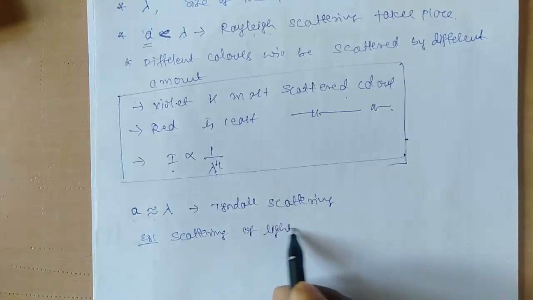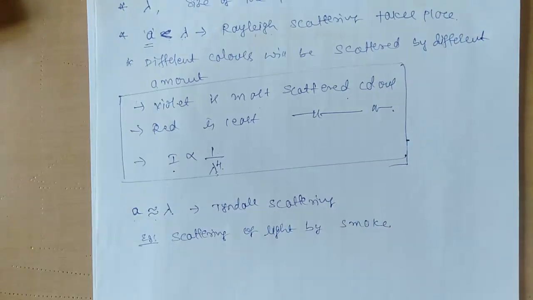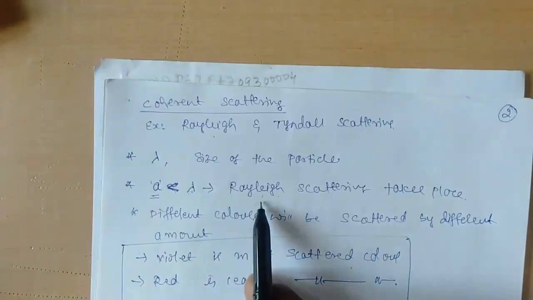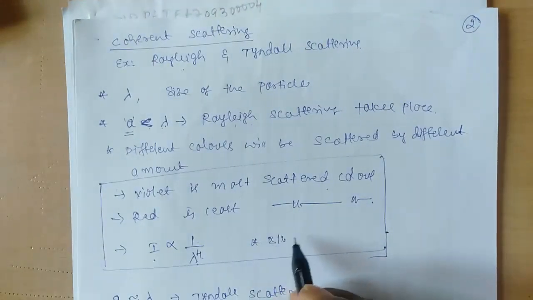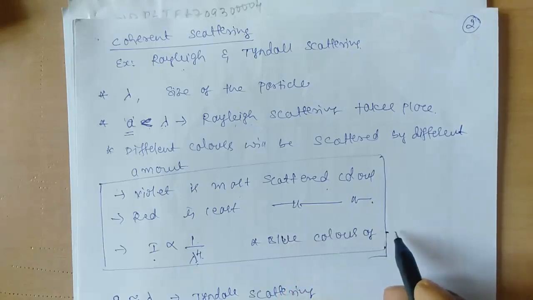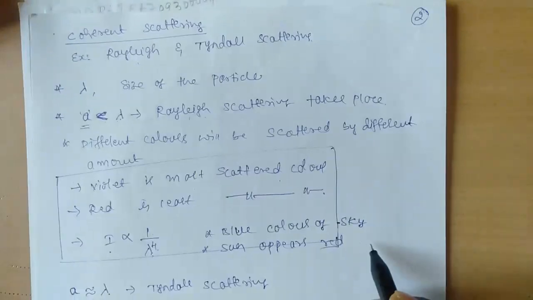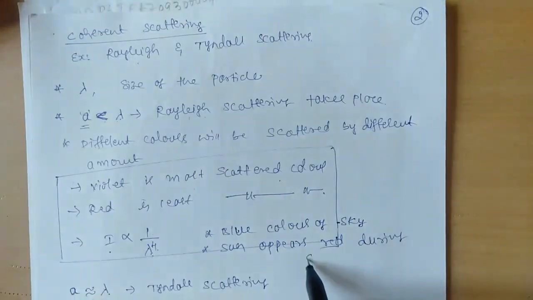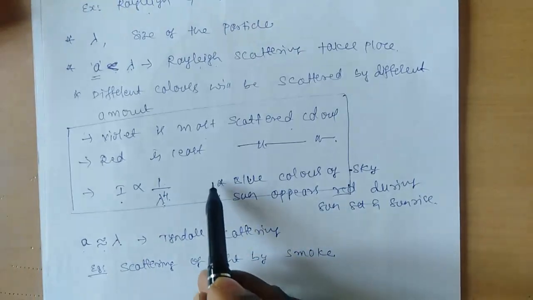scattering of light by smoke. Okay, so this is an example for Tyndall scattering, and the examples for Rayleigh scattering are the blue color of the sky, and the sun appearing red during sunset and sunrise. Okay, so these are the examples for Rayleigh scattering.